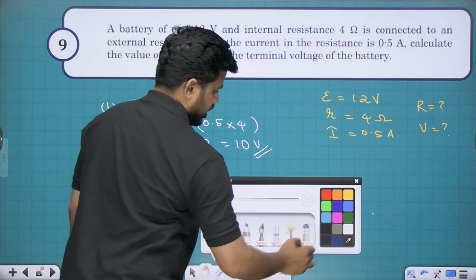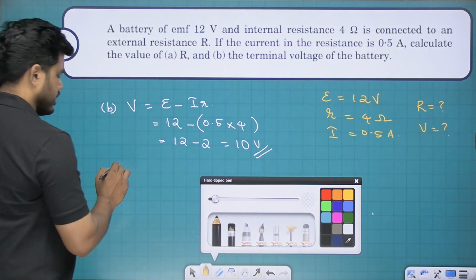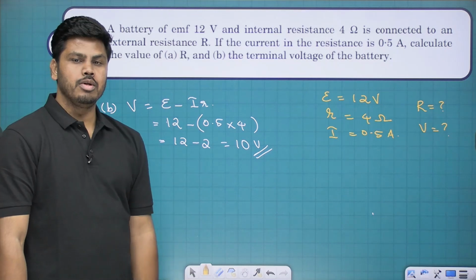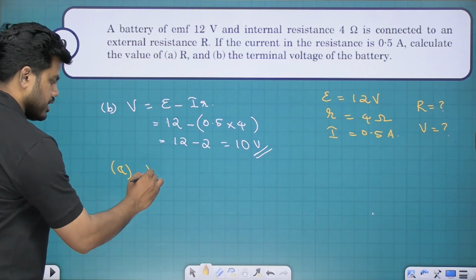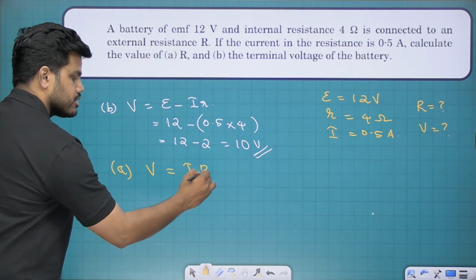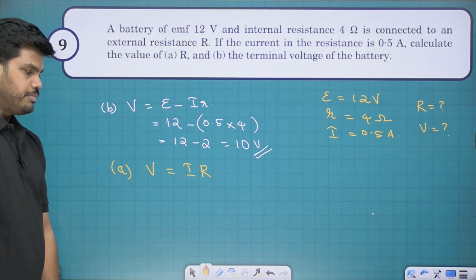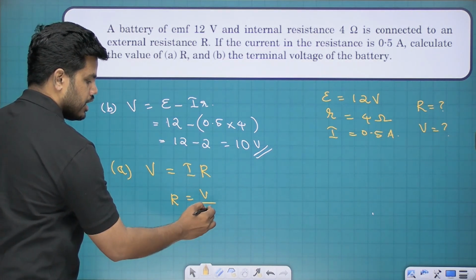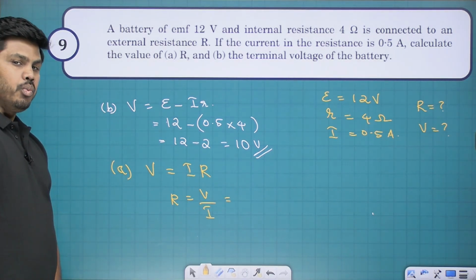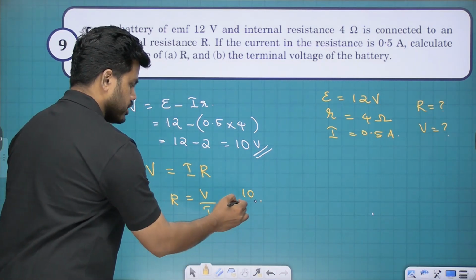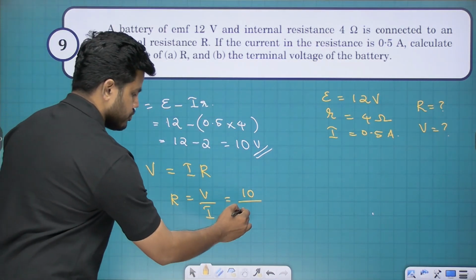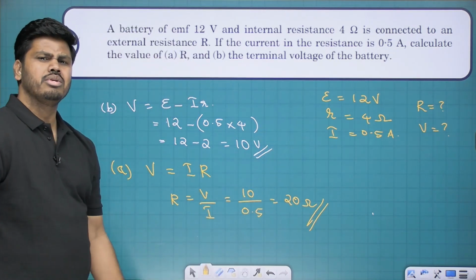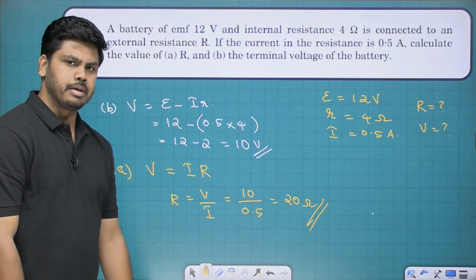Now, knowing the terminal potential difference, calculating the external resistance is easy. We know terminal potential difference V is equal to current into external resistance, V is equal to I R. So R is equal to V divided by I. V is 10 volt and the current is 0.5, which gives 20 ohm. So we got both the values by direct substitution.